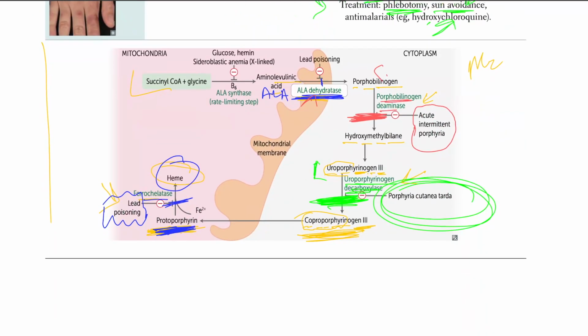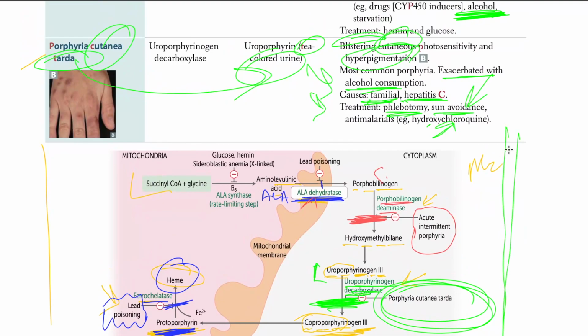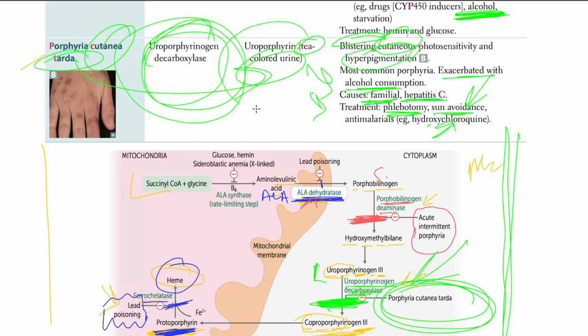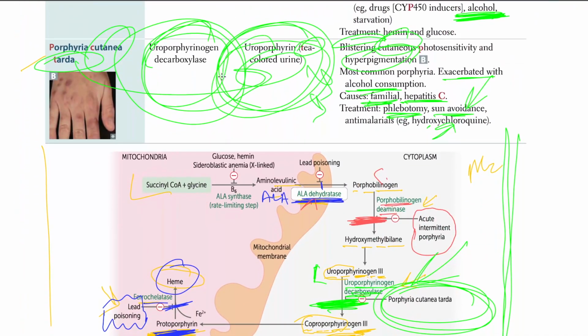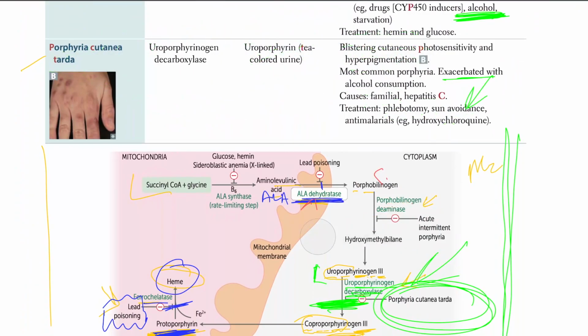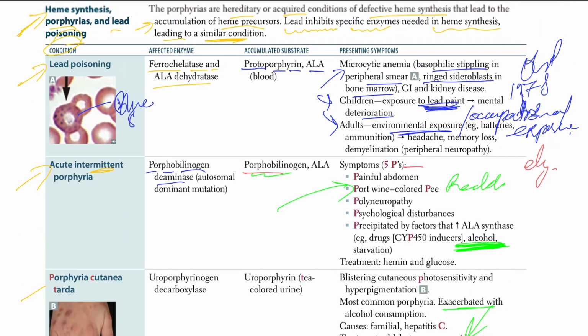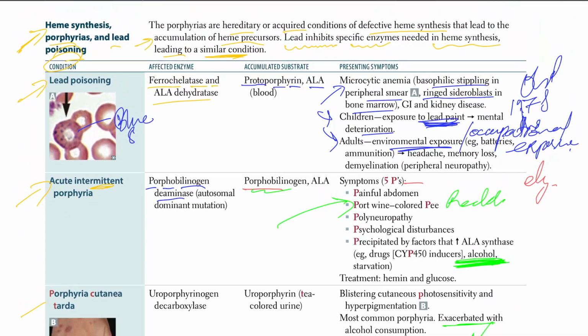So all you have to know is basically, the enzymes are really important and the byproducts are really important. Because that's how you can tell which enzyme is deficient, what is going to back up, and what we will have the accumulation of, and then you can look at these signs and symptoms. But that's pretty much it for heme synthesis, porphyrias and lead poisoning.